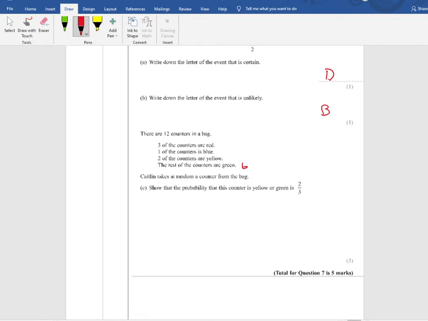Probability that the counter is yellow or green. Yellow is 2 out of 12, and green is 6 out of 12. So that makes 8 out of 12. Which can be divided by 4, which is 2, divided by 4, which is 3, 2 out of 3.